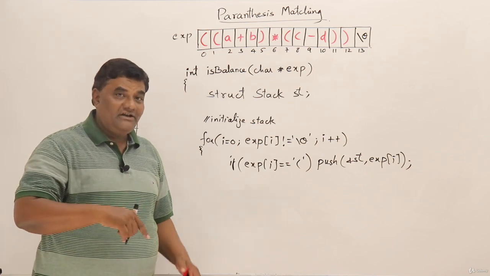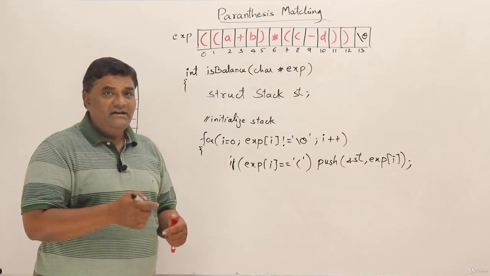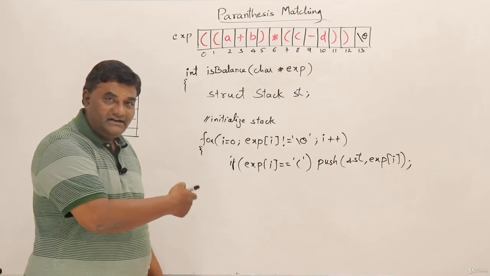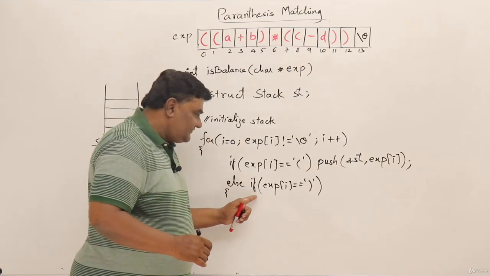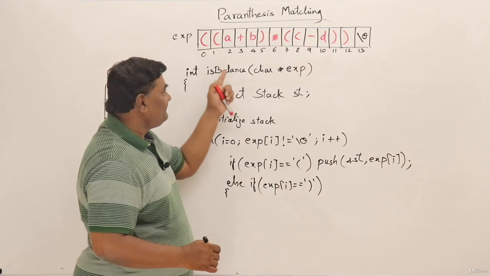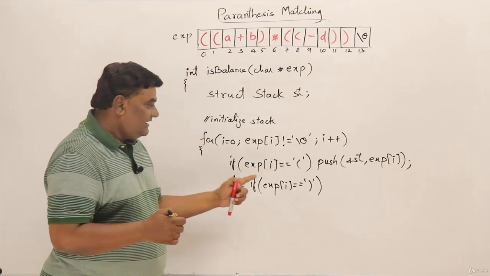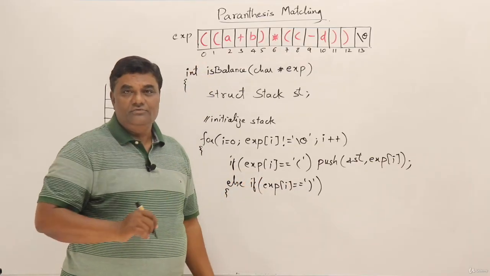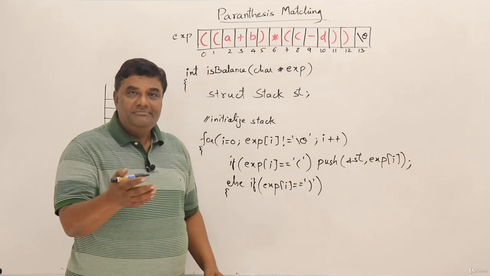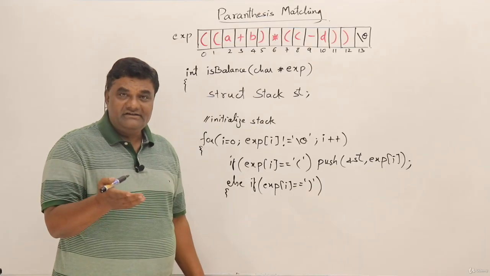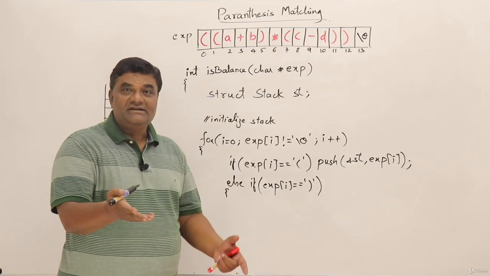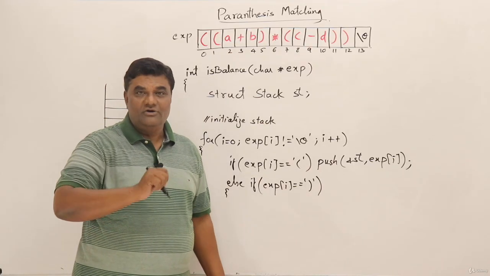Then next, if it is not opening, else it must be closing. Next I will write for closing. Else, if that expression of i, meaning that particular symbol wherever i is pointing, is closing, then what we have to do is pop out. But before popping out, check whether there is something in the stack or not.